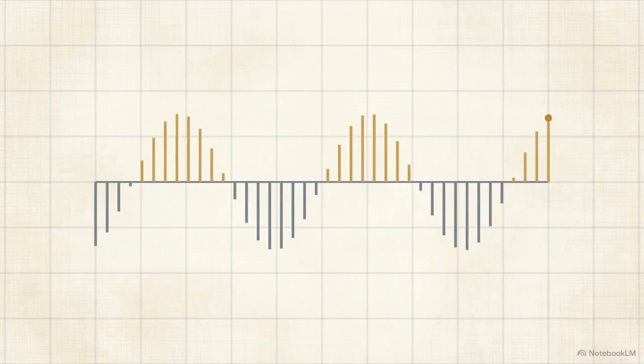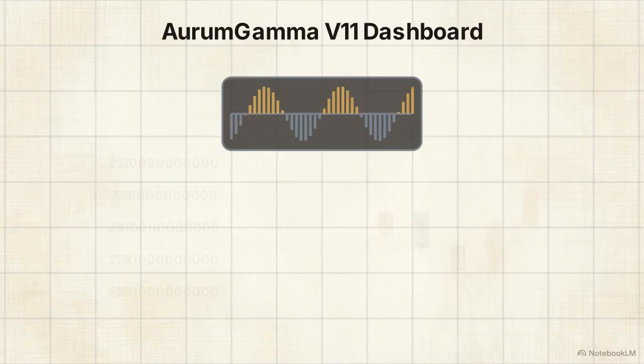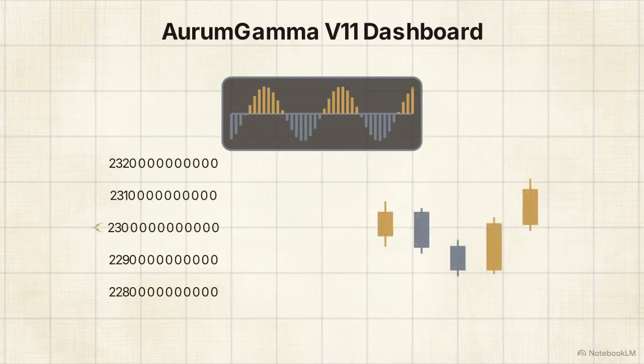This is the AurumGamma V11 dashboard. It acts as a quantitative topographical map, transforming invisible algorithmic dealer obligations into tradable boundaries called structural gamma levels. It ingests CME options data, applying a 1E-9 divisor, mapping institutional futures liquidity directly onto the standard XAU-USD spot chart.